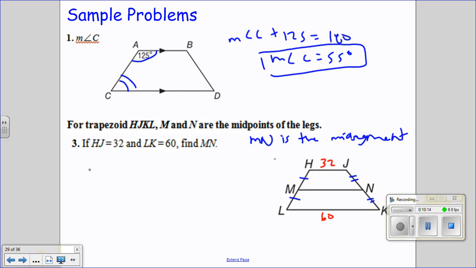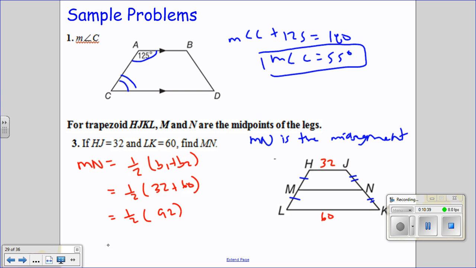And earlier in our notes, we said the midsegment was 1/2 the sum of the bases. So that means MN is going to equal 1/2 (B1 plus B2). In other words, 1/2 of 32 plus 60, which is 1/2 of 92, which is 46 units.